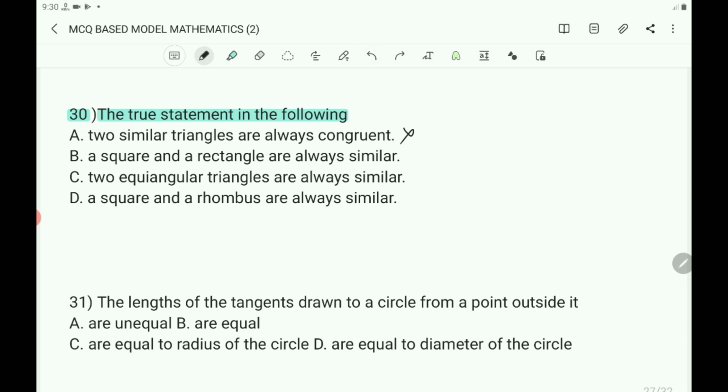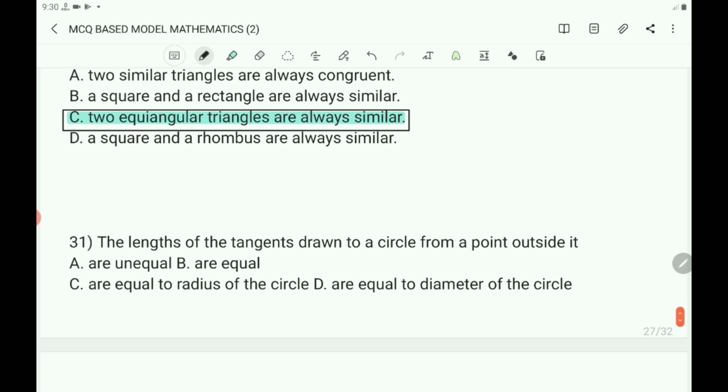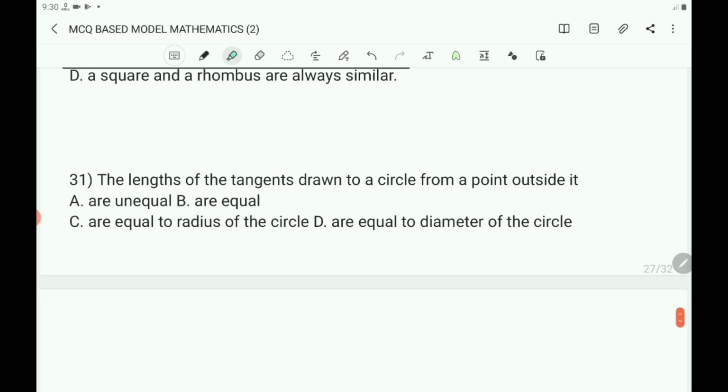So here, which is the correct answer? The correct answer is option C. Two equiangular triangles are always similar. So note down the answer. Next, you take question number 31.